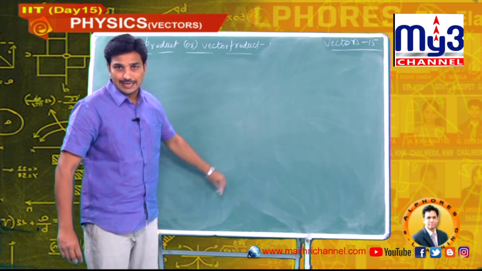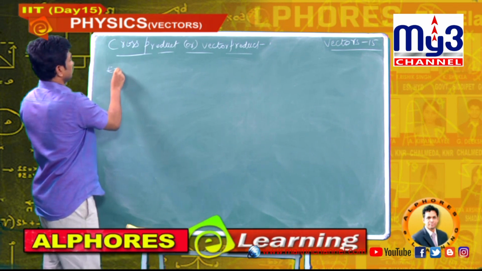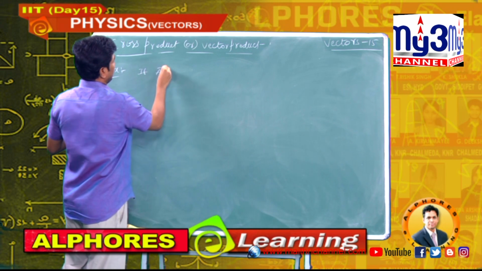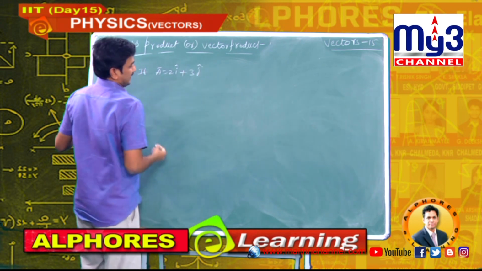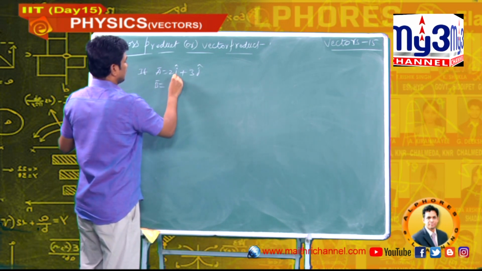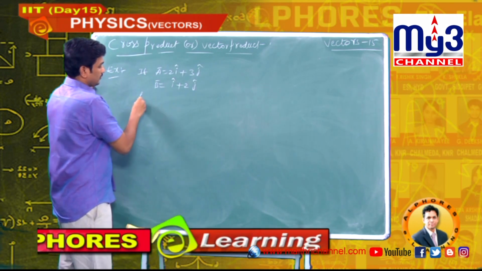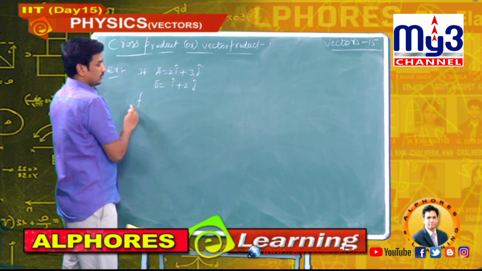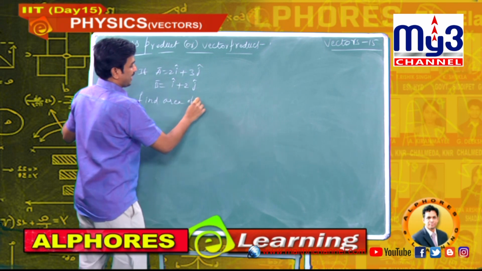See, we will calculate area of parallelogram. If A bar is equal to 2i cap plus 3j cap, B bar is equal to i cap plus 2j cap, these two are adjacent sides of a parallelogram. Now find the area of parallelogram.